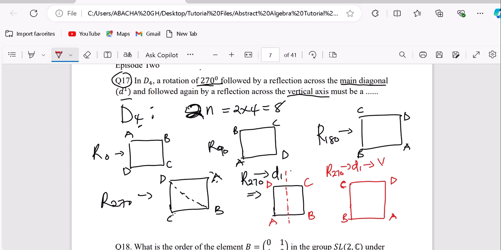So if you go back to these ones, if you look at this diagram here, it is just the same as this. Look at it, R180, because C B A D, C B A D. So the answer here will just be R180 degrees. That's all for that question.